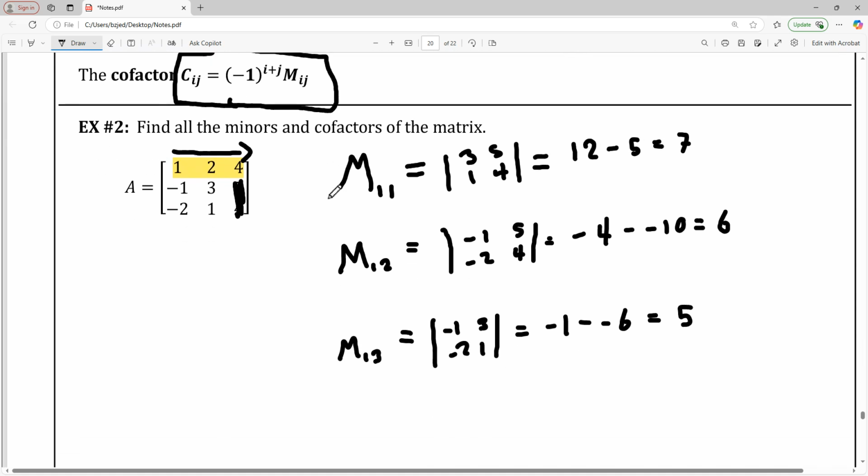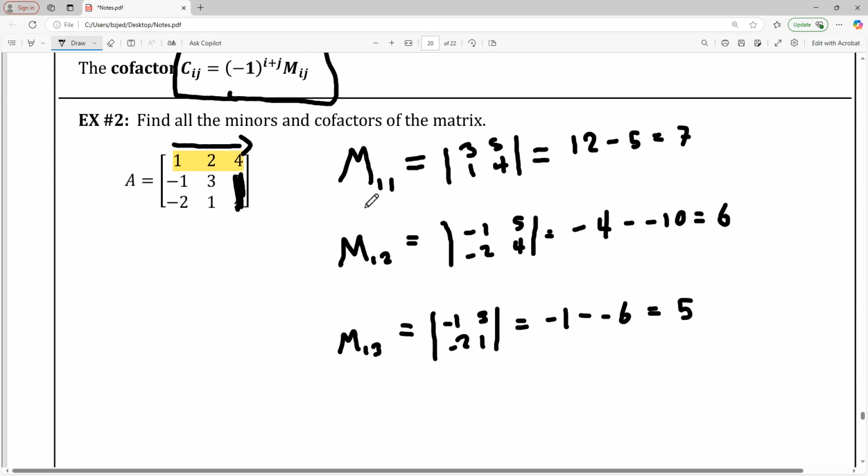So, for example, that's minor 1, 1. I skipped over this on purpose. If I want to find cofactor 1, 1, all I need to do is -1 to the power of i plus j, the row number plus the column number. In this case, 1 plus 1 is 2, times the minor ij, which we just got was 7. Well, -1 squared is 1 times 7 is 7. So that means the cofactor for this element would just be 7.